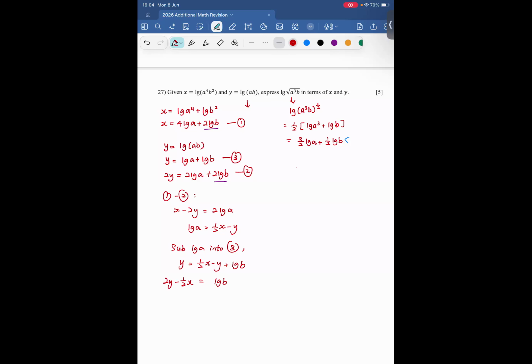Okay, so now if you sub into here, our log a cube b power half is actually equals to 3 over 2 log a plus half log b. So log a is just half x minus y. Log b is just 2y minus half x. So this will give me 3/4 x minus 3/4 y plus y minus 1/4 x. So this will give me half x plus 1/4 y.